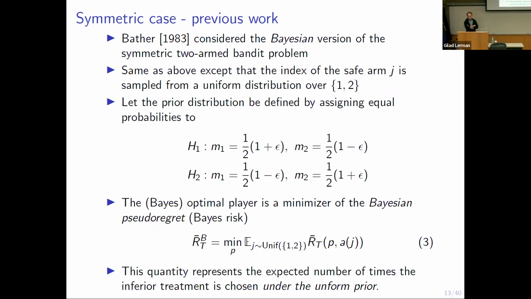And the Bayes optimal player is a minimizer of the Bayesian pseudo-regret, which is this quantity. It's the same as the min-max regret before, except instead of the inner minimization over which arm is safe and which arm is risky, you just take expectation over the two arms. So this is just the expected number of times the inferior treatment is chosen under the uniform prior, not under the min-max assumption.